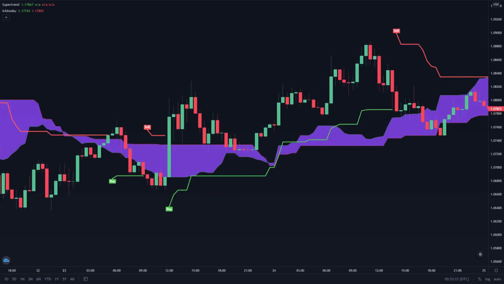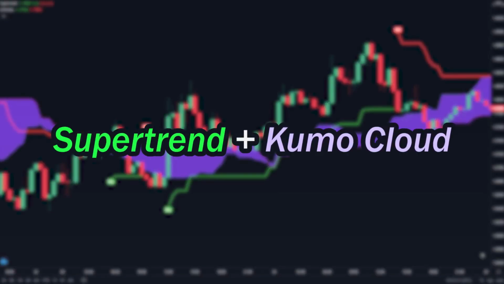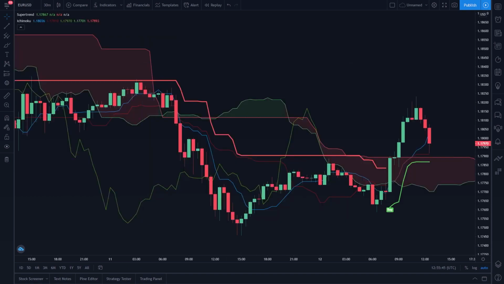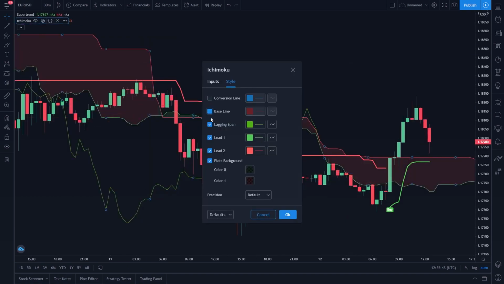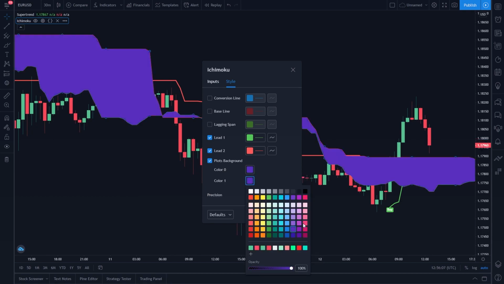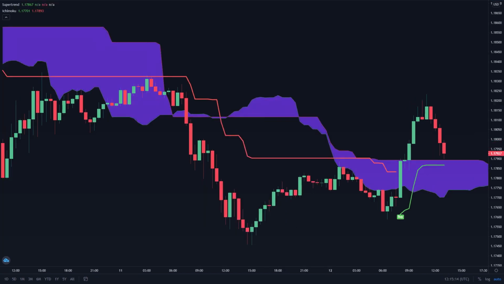Another strategy that you can combine with the super trend is with the Kumo cloud. So the Kumo cloud is basically just an Ichimoku cloud indicator that you disabled all the parts except the two lead lines. And I'm also going to change the color so that it's easier to look at. So now we have the Kumo cloud.